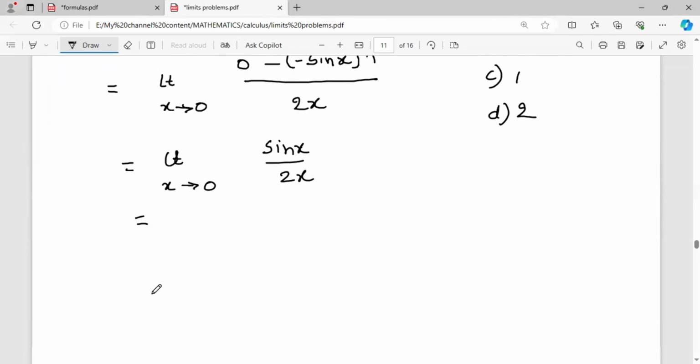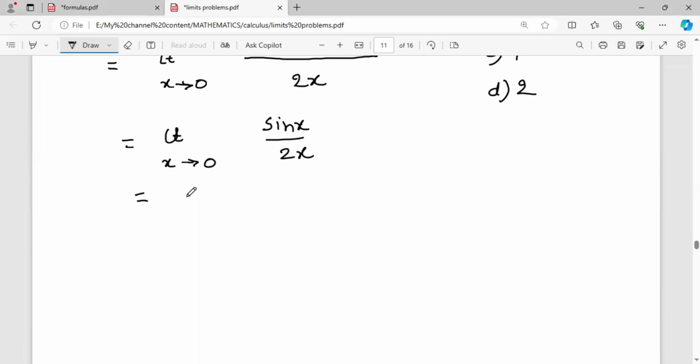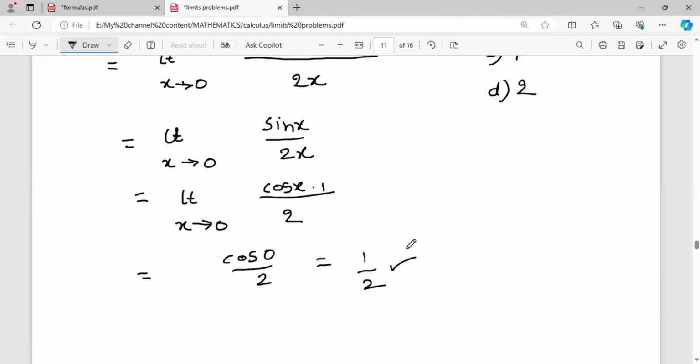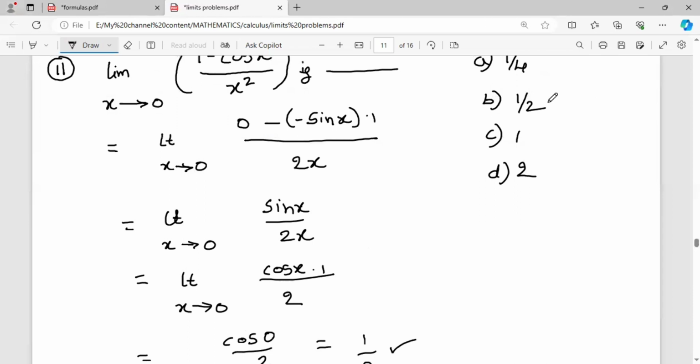Okay, the unsolved one. So again you have to apply the L'Hospital rule, that means you have to do differentiation. What is the differentiation for sin x? d by dx of sin x is nothing but cos x. For x it is 1. Next, 2x differentiation is 2. Now apply x tends to 0. Then cos 0 by 2. Cos 0 is 1, so 1 by 2. So the option is 1 by 2.